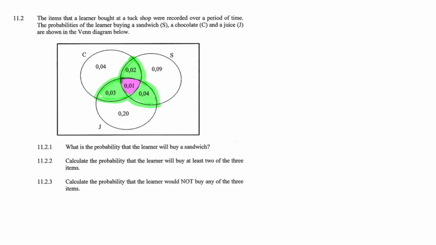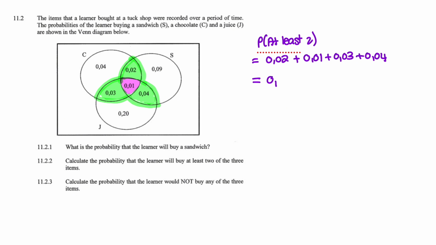So the probability of at least 2 is equal to all of those values added together. So it's 0.02 plus 0.01 plus 0.03 plus 0.04. And that is equal to 0.1.